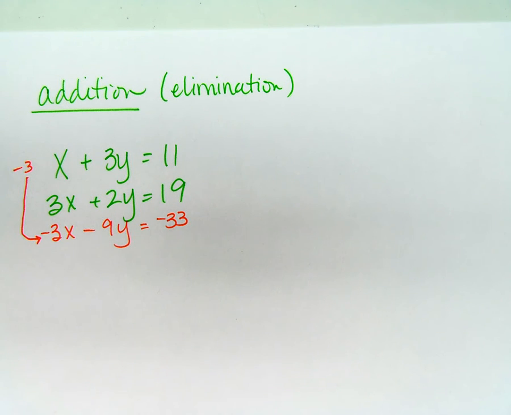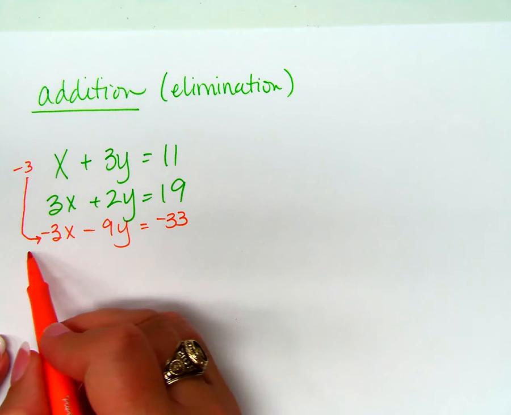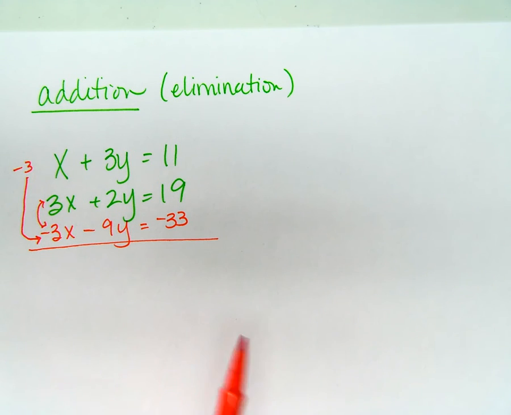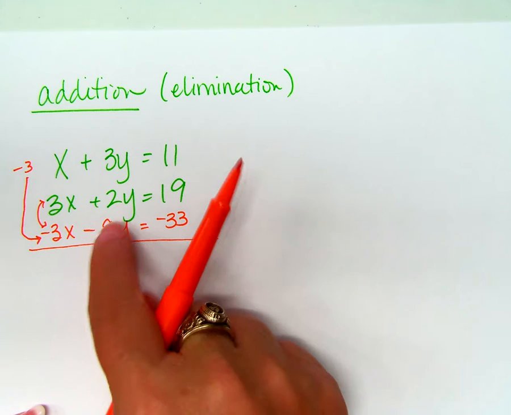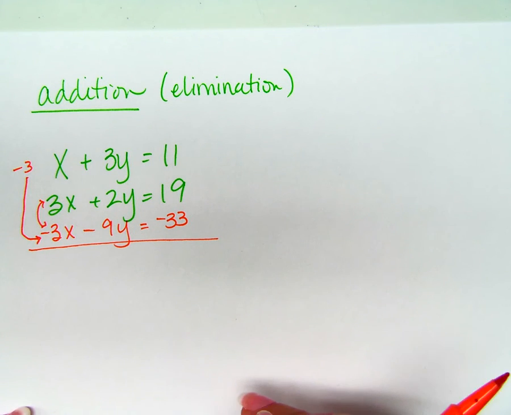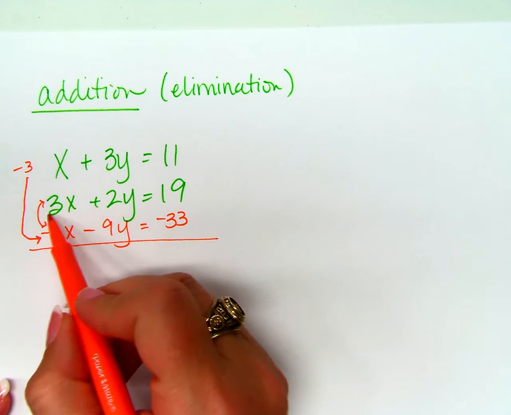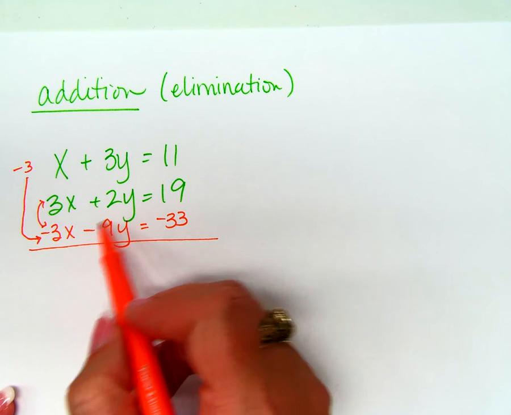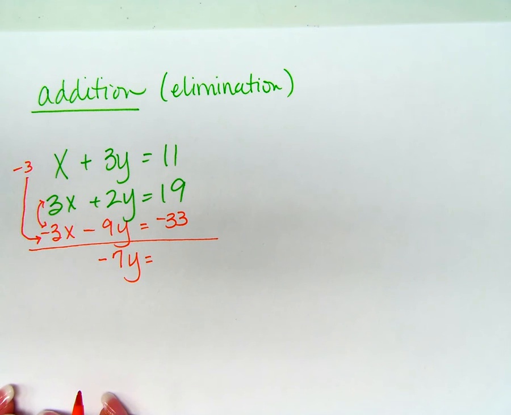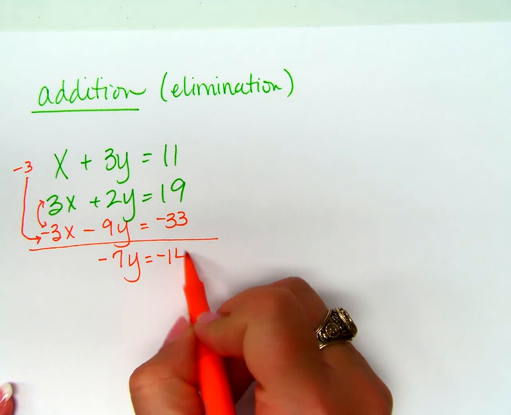Now do you see why they call it addition method? Because now what am I doing with these two equations right here? I'm adding them together, right? We always said combining, so we didn't worry about the actual thing that's going on, because that might look like subtraction, right? 3x minus 3x is 0. 2y and a negative 9y. It's a negative 7y. 19 and negative 33. Is it negative 14?